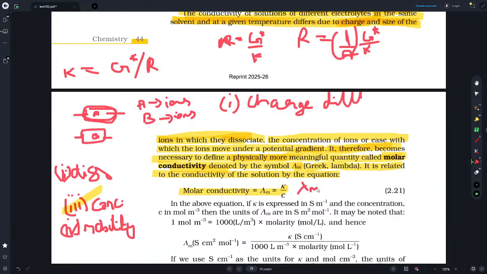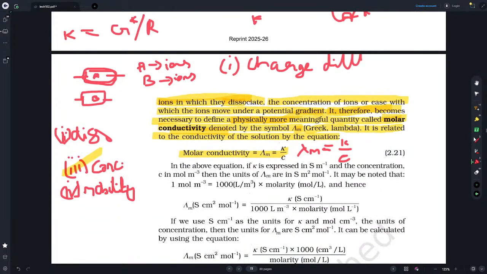Lambda m equals conductivity by concentration, or unit conductivity per unit concentration. In the above equation, if kappa is expressed in Siemens per meter and the concentration C in mole per meter cube, then the unit of lambda m is Siemens meter square per mole.